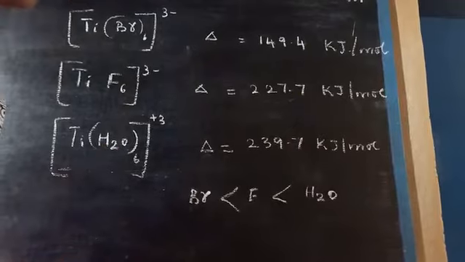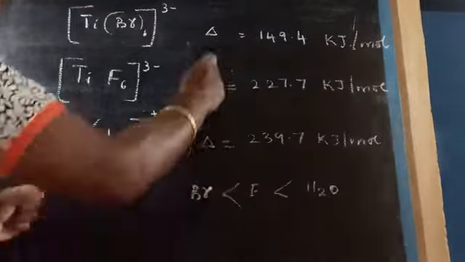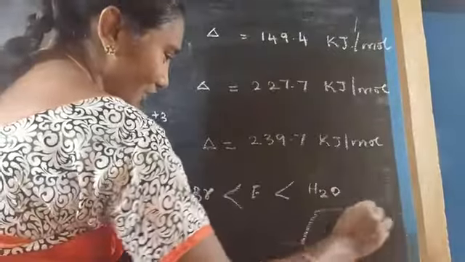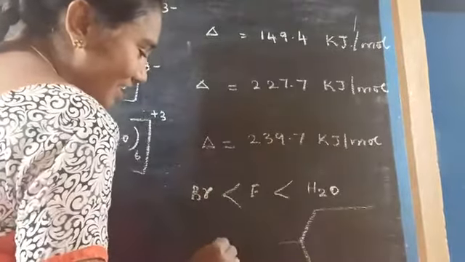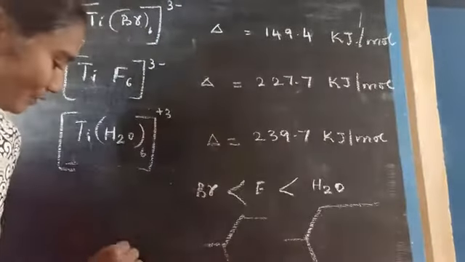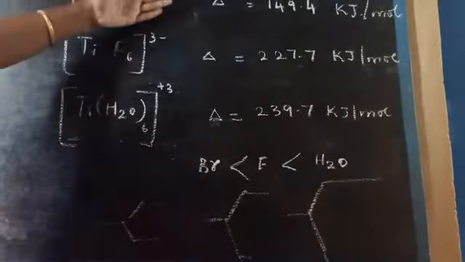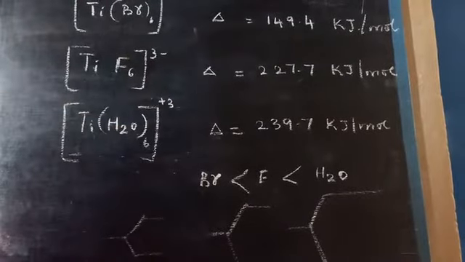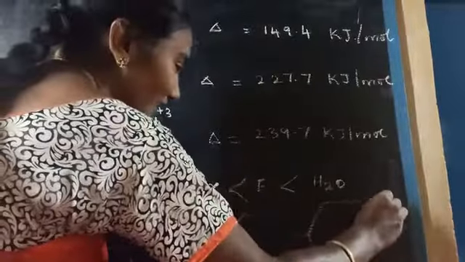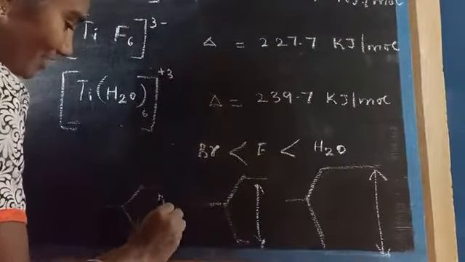In a strong field ligand, the splitting energy is more. Now compare the splitting energy: for the water molecule it is more. Compared to this, the next one is less. Again, this one is very less. We find this out from this calculation. Are you clear, children? Among these, the splitting energy is more here, compared to this less, again this one less.